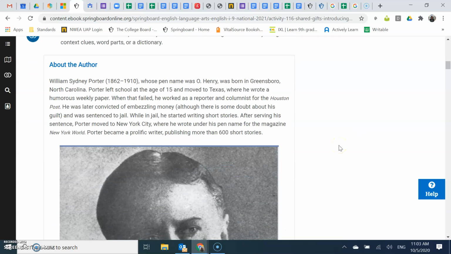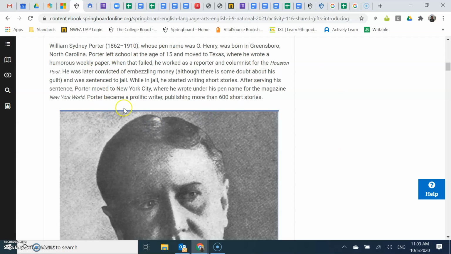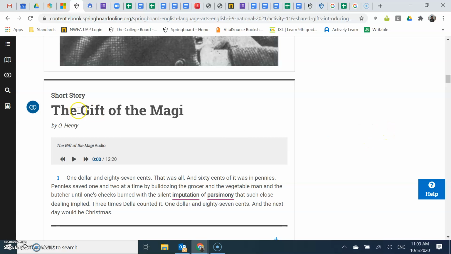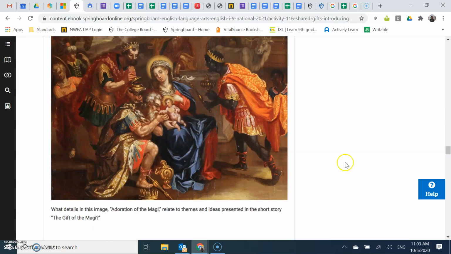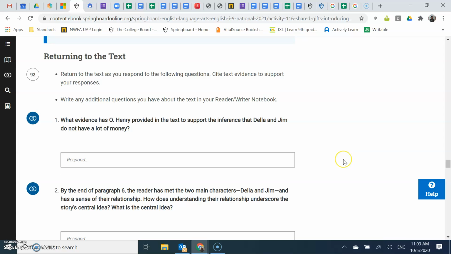So for today and tonight, you are going to read about William Sidney Porter, the author of The Gift of the Magi. Go ahead and read that. And then I want you to read this version of Gift of the Magi. It is slightly different than the one that we read. It's the same story, it's just told in a slightly different way. Okay? So go ahead and read through this. It is a bit long, but you're familiar with the story, so it shouldn't be too bad.